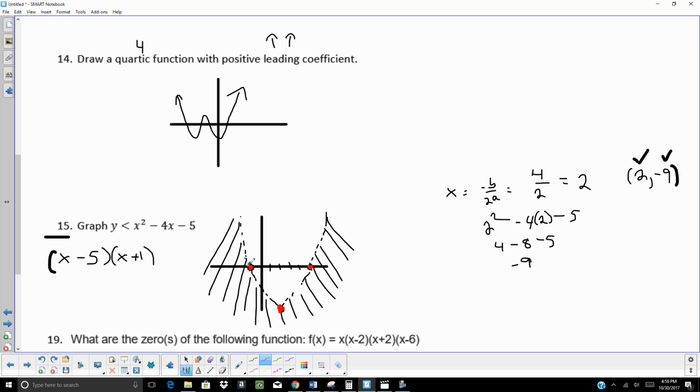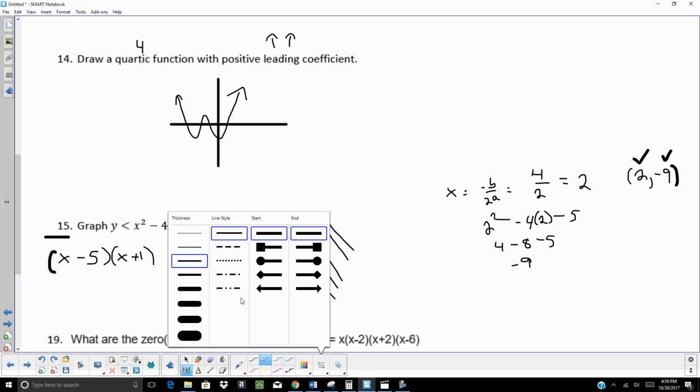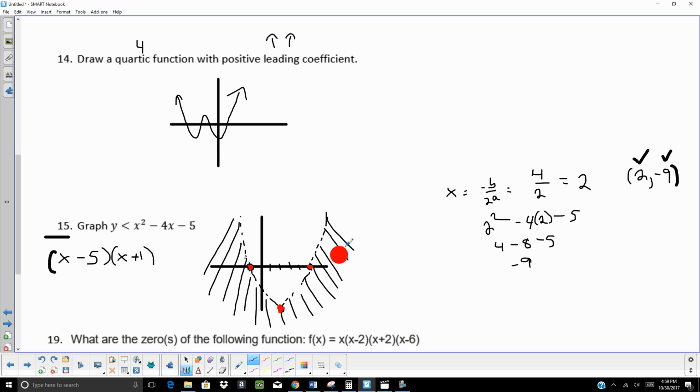And I drew my parabola with a dotted line because there's no equal sign under that inequality. And then I have to figure out, how do I want to shade? Well, if it's a less than, I put my pencil on that vertex, and if it's less than, go down low. If it were greater than, I'd go up. But I'm outside my parabola, so that tells me that I want to shade outside my parabola.